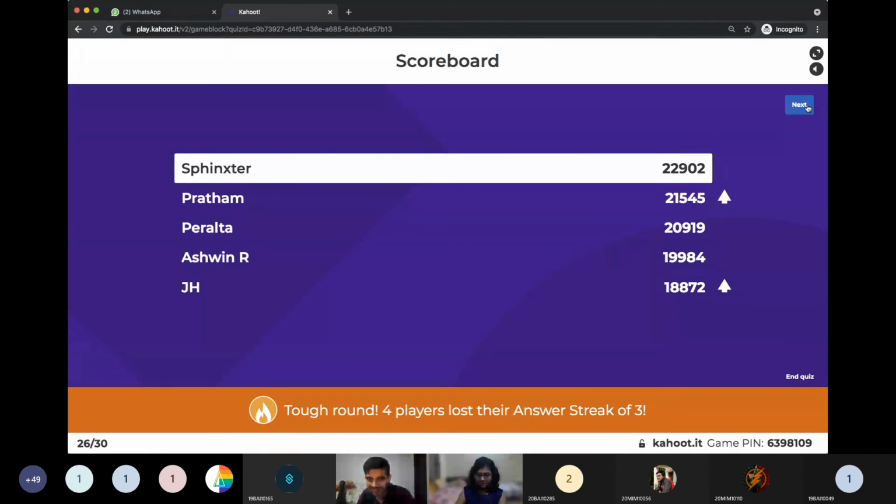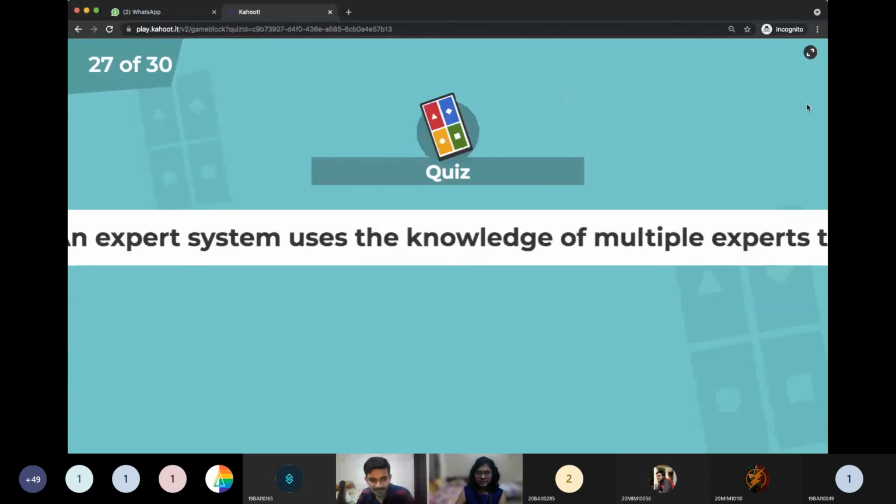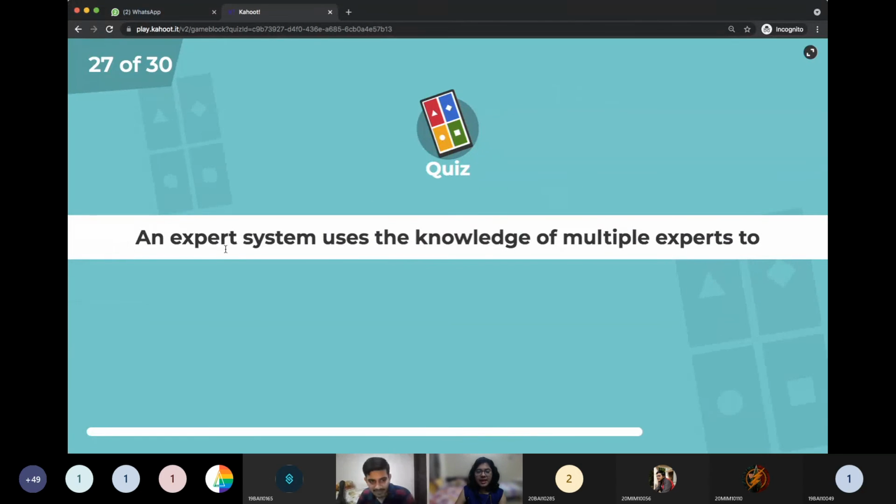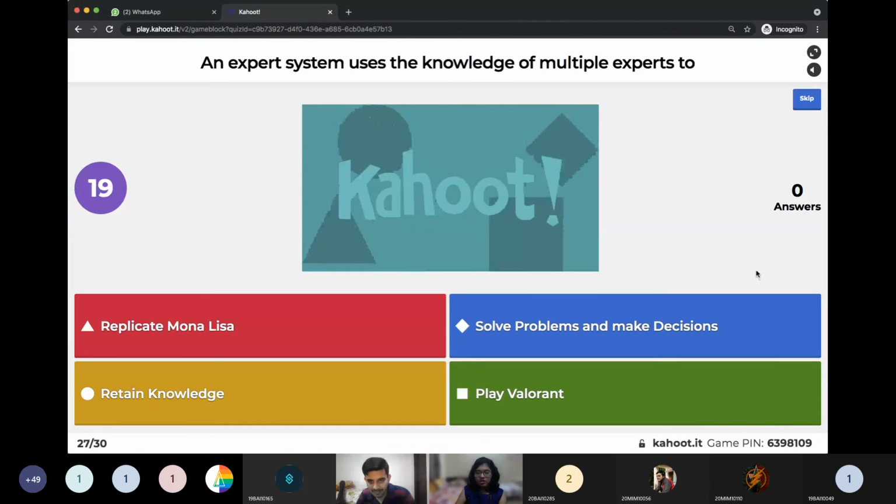We have some changes. Pratham comes up. JH comes up. Last 3 questions. An expert system uses the knowledge of multiple experts to: replicate Mona Lisa, solve problems, retain knowledge, or play Valorant. We have 5 more seconds. Last 3 questions, so you can still dominate the leaderboard. Try to get the answers right.